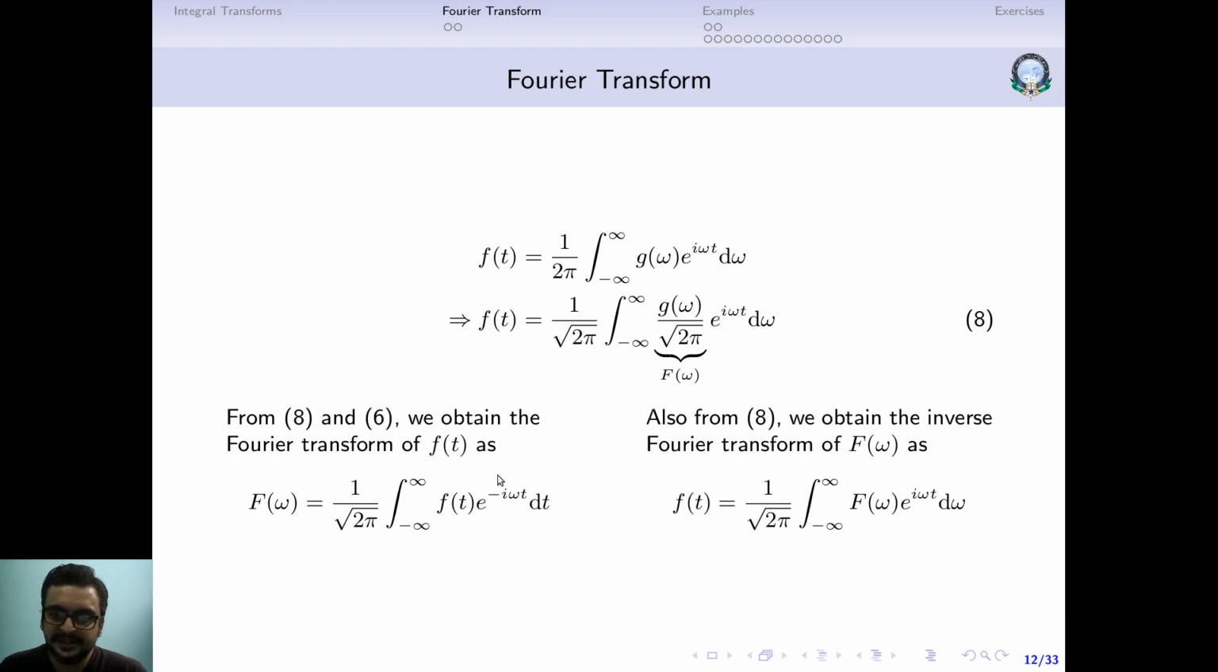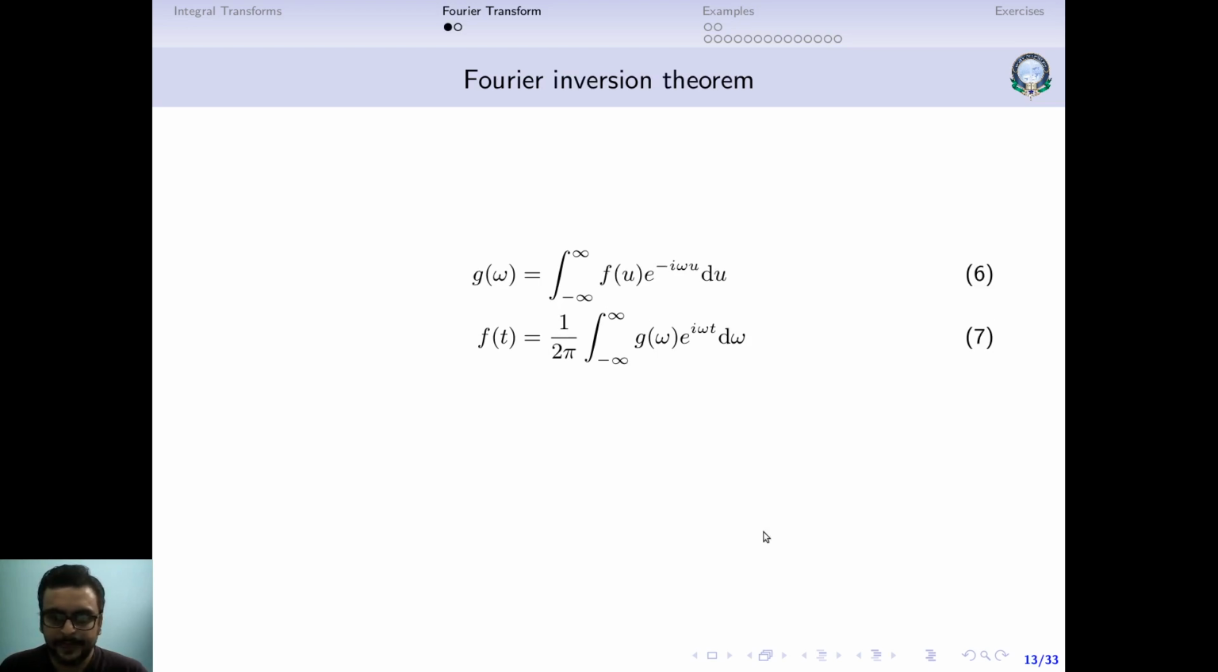As you can see here, they are pretty much symmetric. The kernel function here is e to the power minus i omega t, and here the kernel function is e to the power i omega t. They are basically complex conjugates of each other. So this is the reason why we split up this constant here. Even if you don't do it, it doesn't really matter. It will still be a Fourier transform.